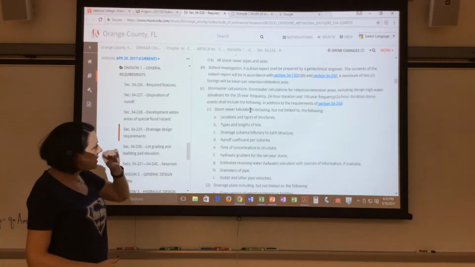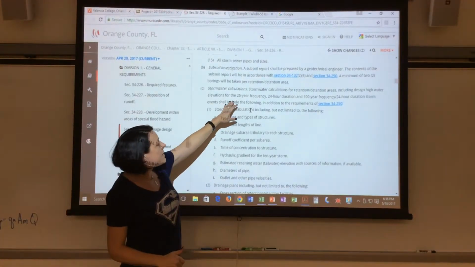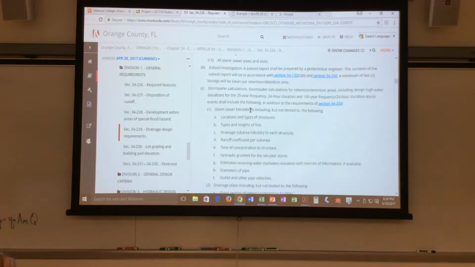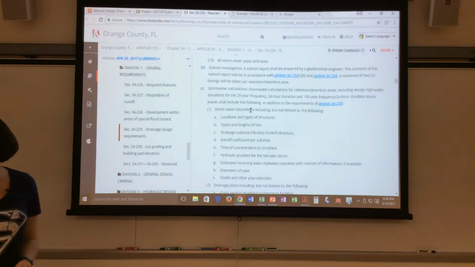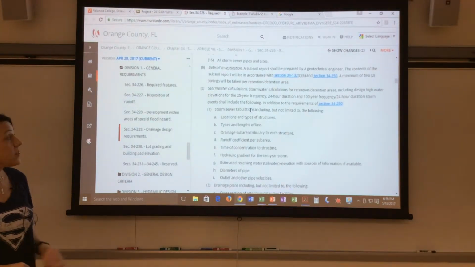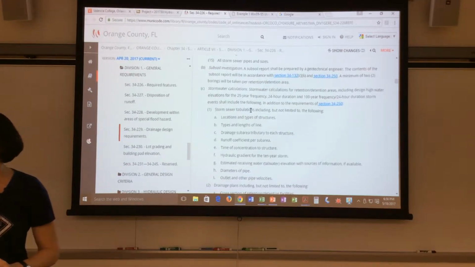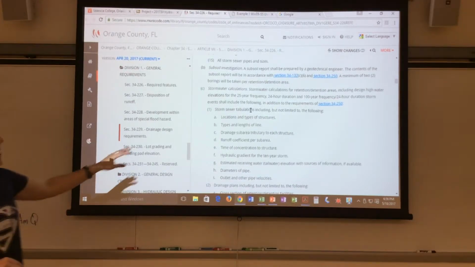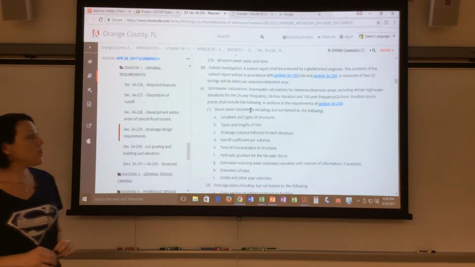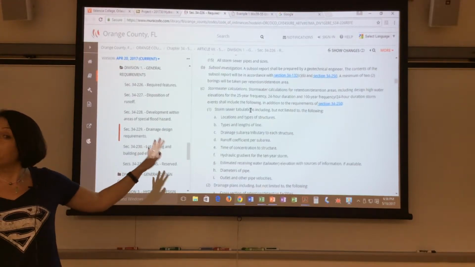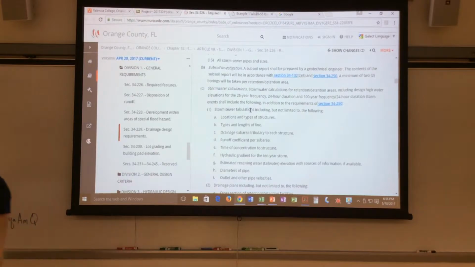But what I'm trying to draw your attention to here is they say that it's a 25-year frequency, 24-hour duration. So that's one design that you have to do. The second design you have to do, that means you have to go to those maps and figure out how much precipitation falls based on those. And then you have the 100-year frequency with a 24-hour duration. So those two storms you have to design by for Orange County.